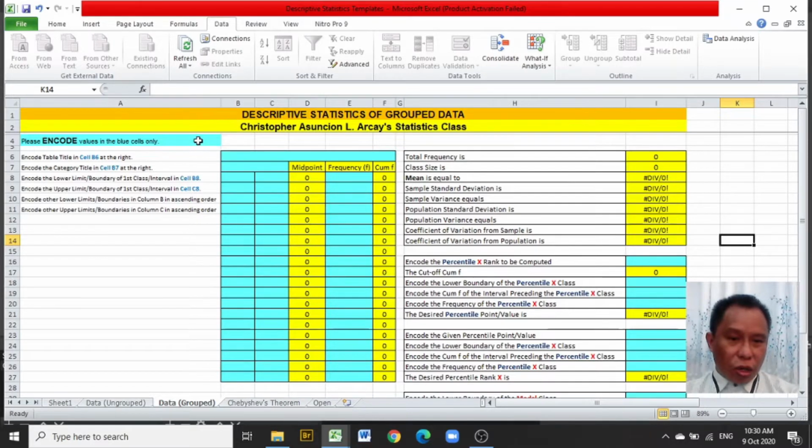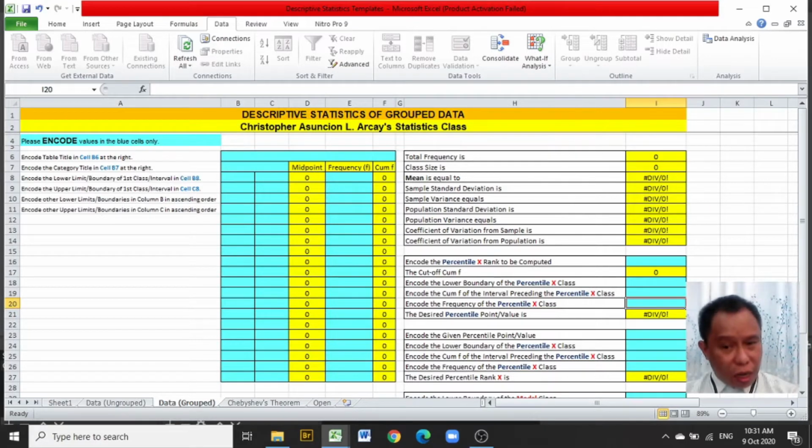The Excel template has cells colored blue from which the data given and other given values are encoded, from lower limits to upper limits and the frequencies of each interval. And also there are other blue cells that need to be encoded with values. Example, in this set of cells, one needs to specify the percentile rank to be computed and then other required values from the group frequency distribution.